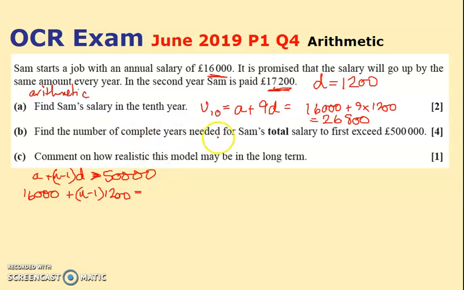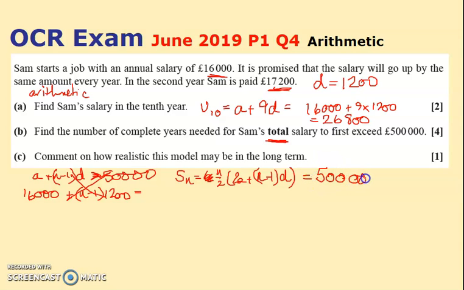Did it say that for his total salary? I nearly didn't get that. So his total salary isn't this formula. His total salary, the sum to n terms, that's n over 2, 2a plus n minus 1d. So it's the same idea, but you've got to use the right formula because it said the word total. I thought 500,000 was a bit much, so technically I've got to go above that.